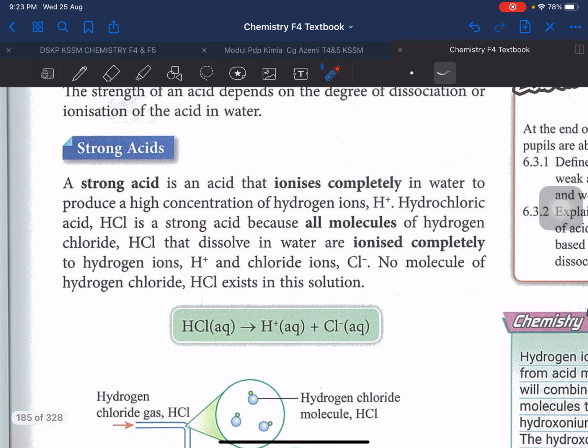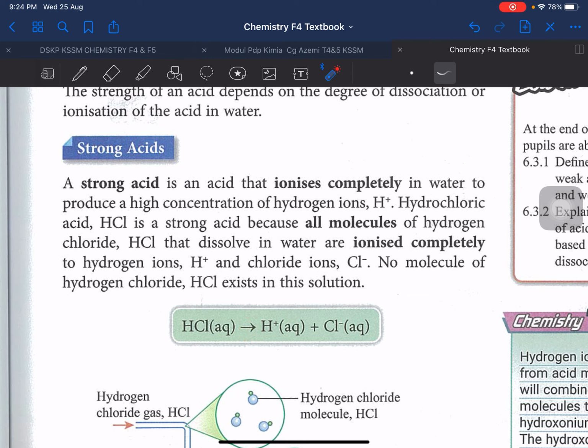Okay. A strong acid itu apa? Is an acid that ionizes completely in water to produce a high concentration of hydrogen ion atau H plus. Strong acid, keyword dia adalah ionizes completely, lengkap dalam air. Hydrochloric acid is a strong acid because all molecules of hydrogen chloride HCl that dissolve in water are ionized completely.